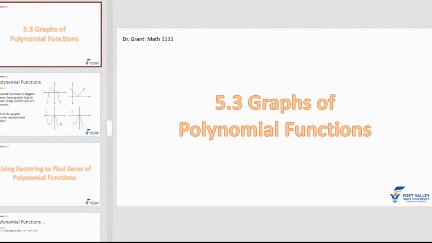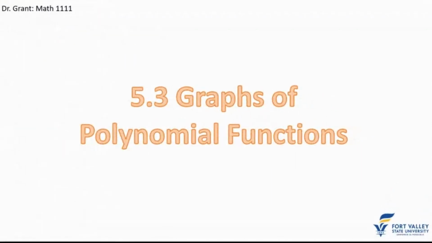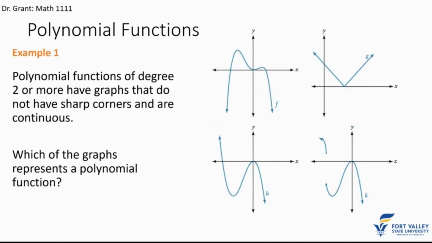Coming to section 5.3, we're going to be looking at polynomials, or graphs of polynomials rather. So for instance, when we talk about the graph of a polynomial, the graph of a polynomial is going to be a smooth curve with no sharp corners or edges. And it's going to be a continuous curve.